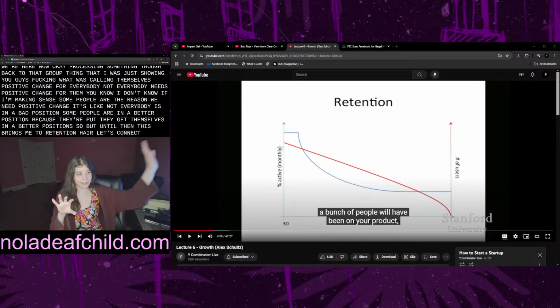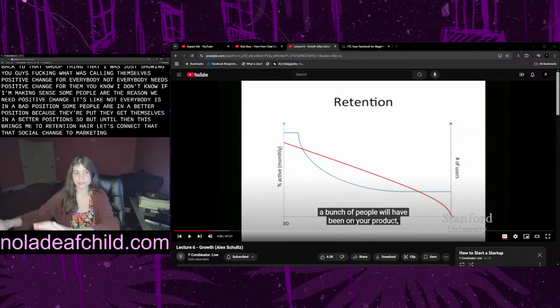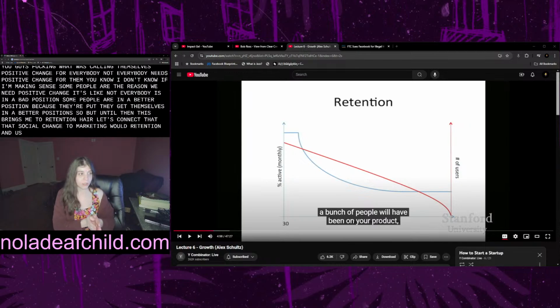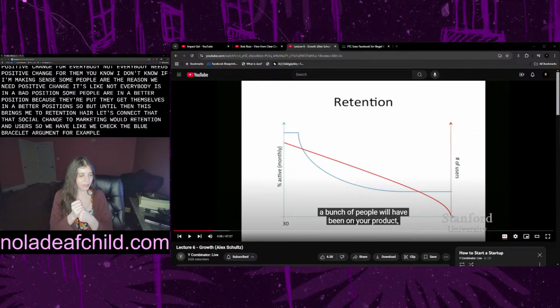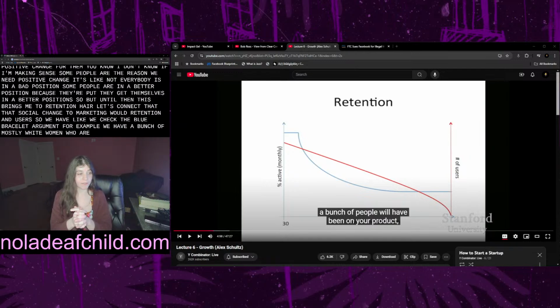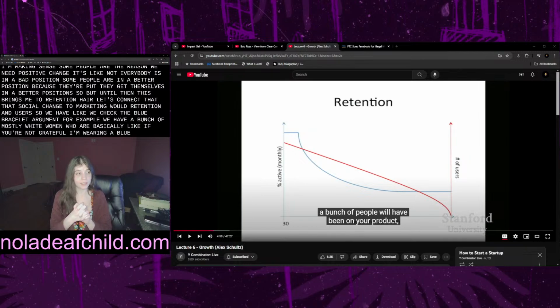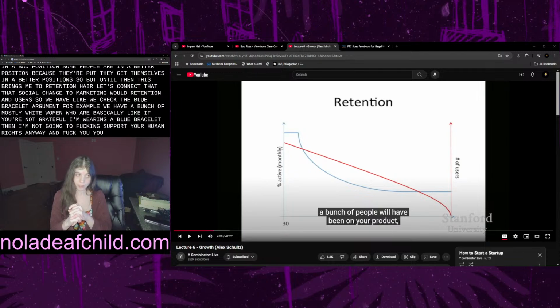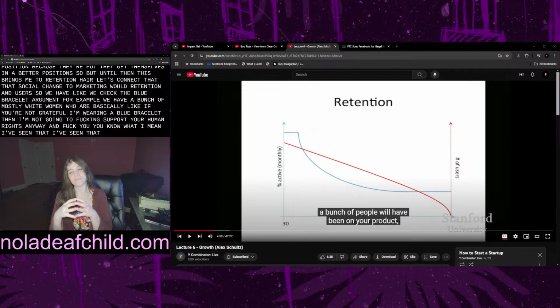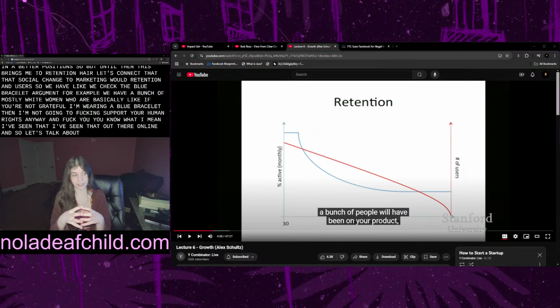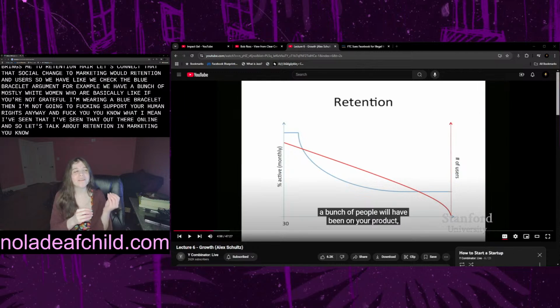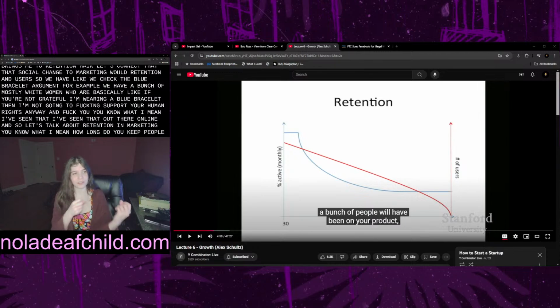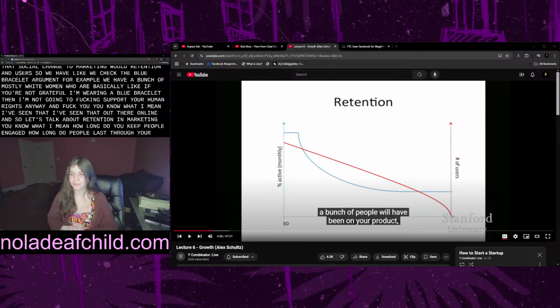Let's connect that social change to marketing with retention and users. So we take the blue bracelet argument, for example. We have a bunch of mostly white women who are basically like, if you're not grateful I'm wearing a blue bracelet, then I'm not going to support your human rights anyway, and fuck you. You know what I mean? I've seen that out there online. And so let's talk about retention in marketing. How long do you keep people engaged? How long do people last through your message? You know what I'm saying?